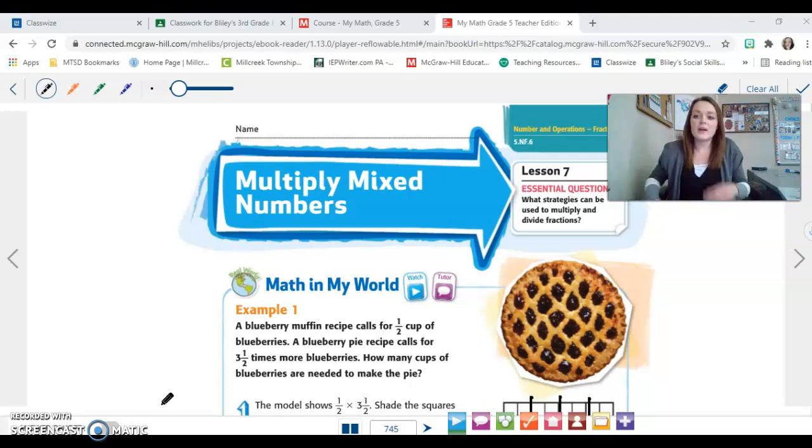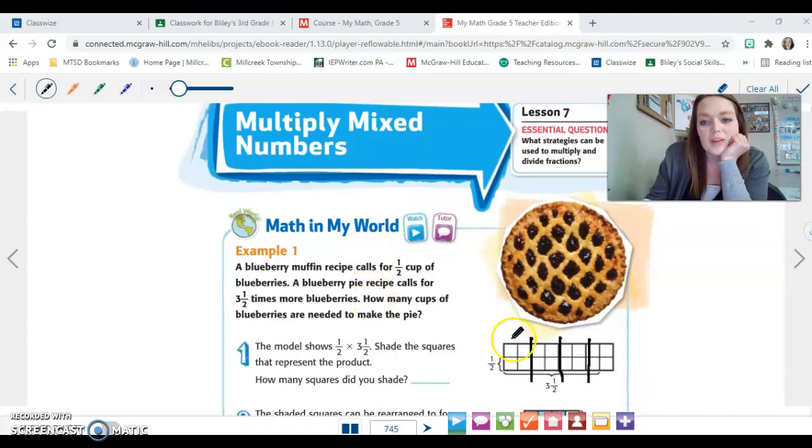So for today, we are on chapter 10, lesson 7. We are multiplying mixed numbers today.